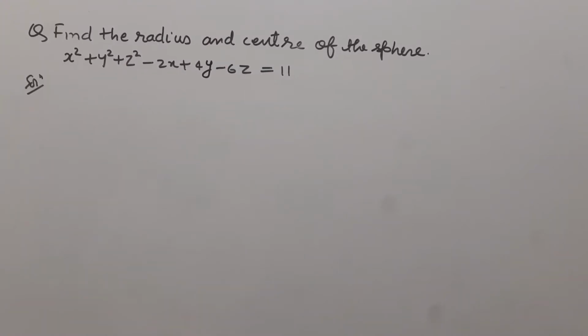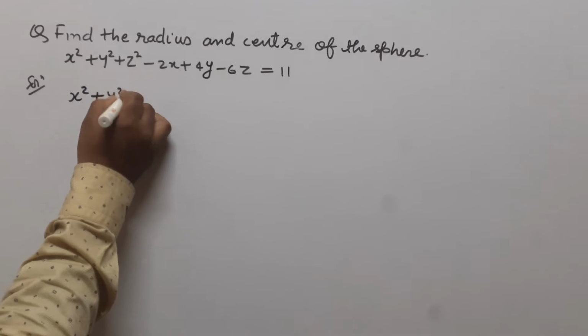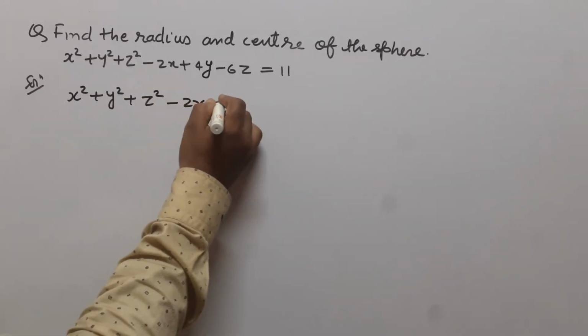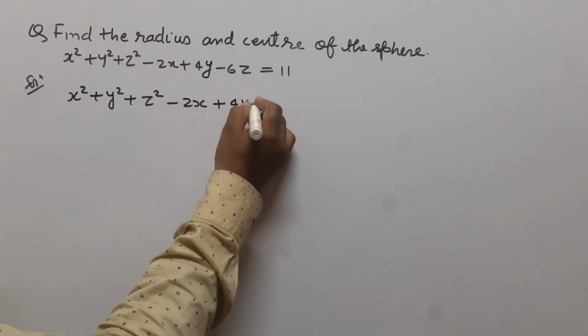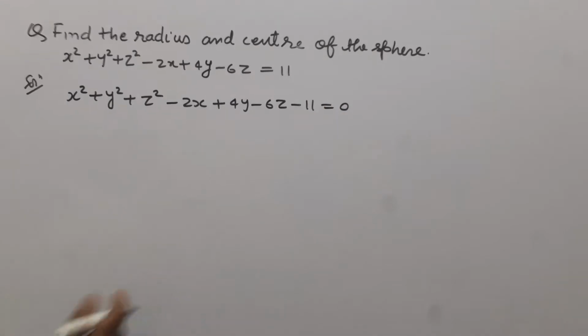In this question, we have to find the radius and center of the given sphere x² + y² + z² − 2x + 4y − 6z = 11. So, this is the given equation of a sphere: x² + y² + z² − 2x + 4y − 6z − 11 = 0.